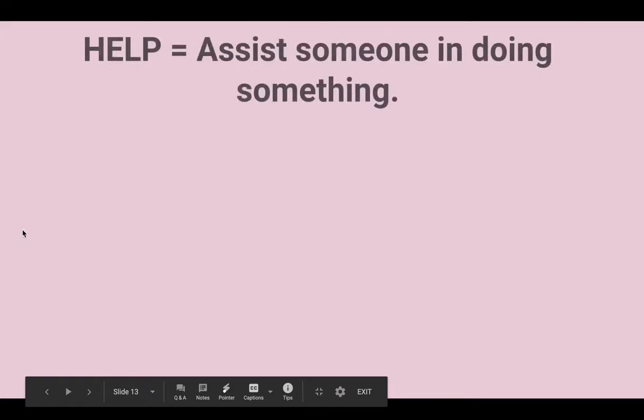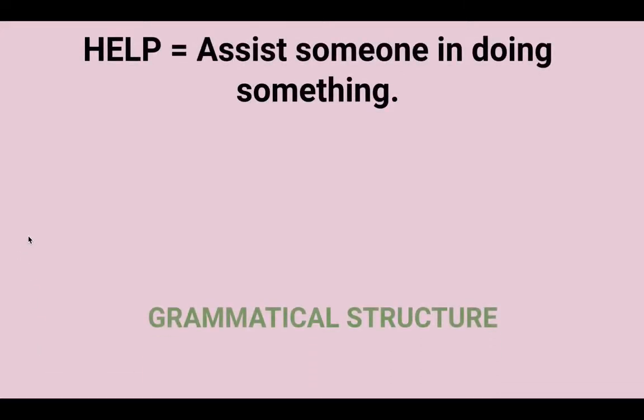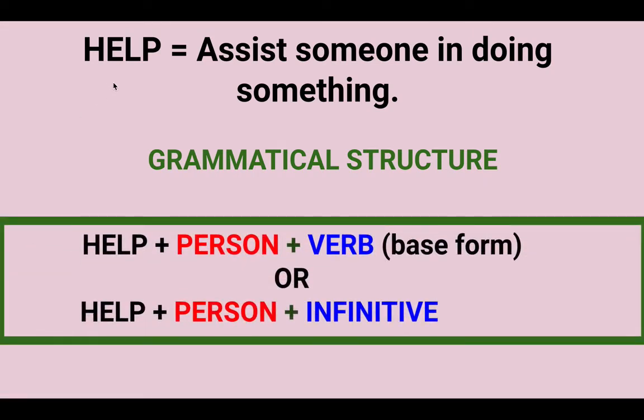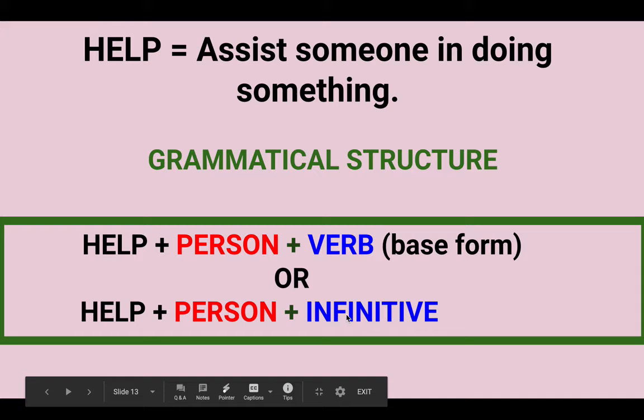That's kind of irregular, a little strange, but that's the way it is. And the last verb in this category is help, to assist someone in doing something. And like the other verbs, we have help plus an object plus a verb in the base form, but we also have an alternative version, help plus the person plus the infinitive.